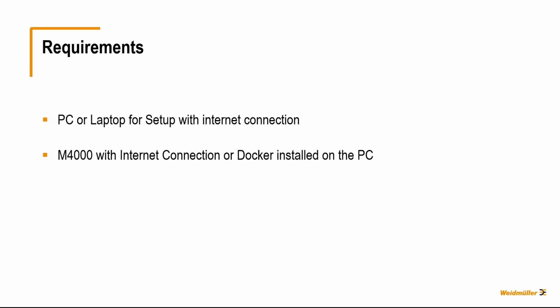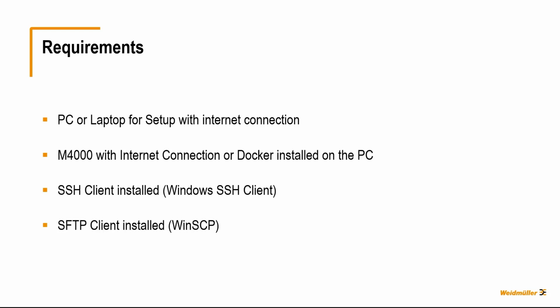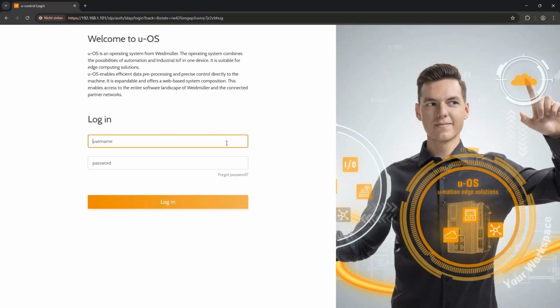Your computer also needs an SSH client. This could be the pre-installed Windows SSH client in your terminal or something else. Then you need an SFTP client to transfer and edit files between your computer and the M4000. To be able to use SSH, you have to activate it in the UOS. To do this, open the web interface and log in with your credentials.